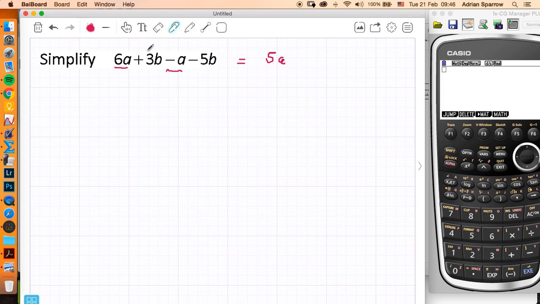Now I can add these B's together, so let's use a different colour just to indicate I'm doing the B's. I've got these 3 B's here, and it's plus 3B, and then I'm taking away 5B. Plus 3 take away 5 is going to leave you at minus 2B. So that is straightforward, and that's how I simplify.